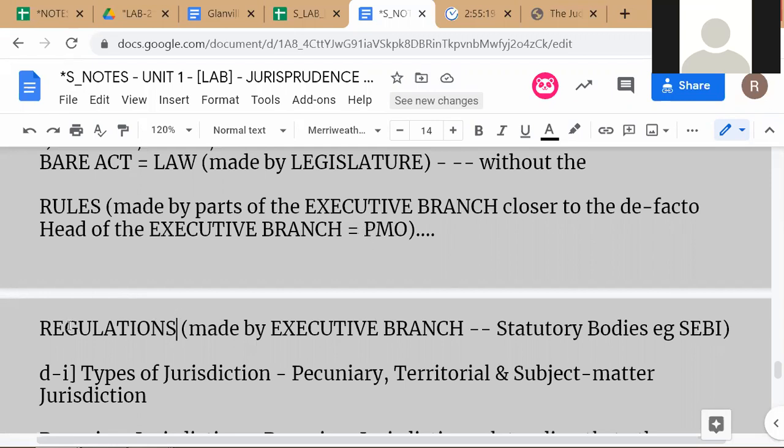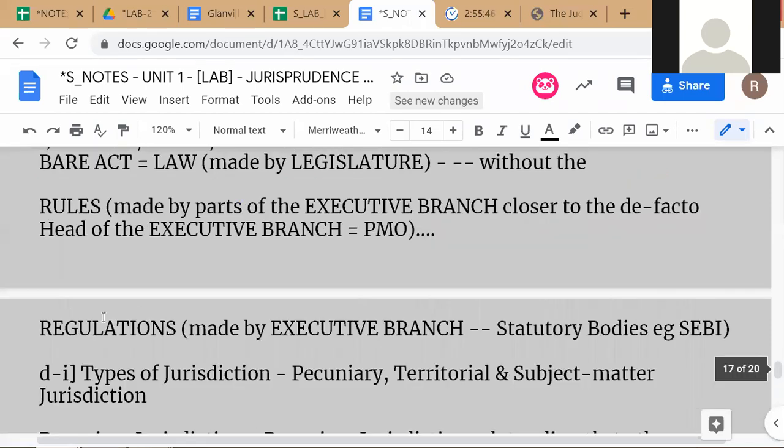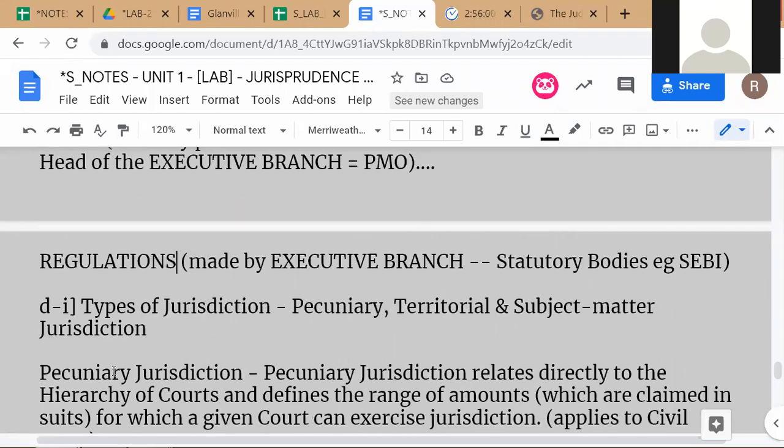So when these bodies make something, these are called regulations. And what is made by the Central Board of Direct Taxes are called rules, and the others are called regulations. Right, so in the case of the Companies Act, the Bare Act will be the Companies Act. Then the rules will be made by the Ministry of Corporate Affairs. And then the regulations will be made by various other kinds of statutory bodies, some of which will apply to companies as well. Those will be called regulations. Okay, so that's that as far as that is concerned.